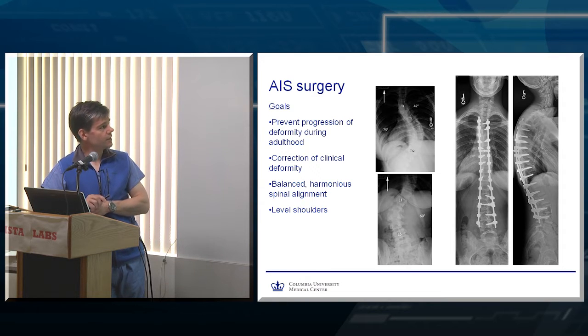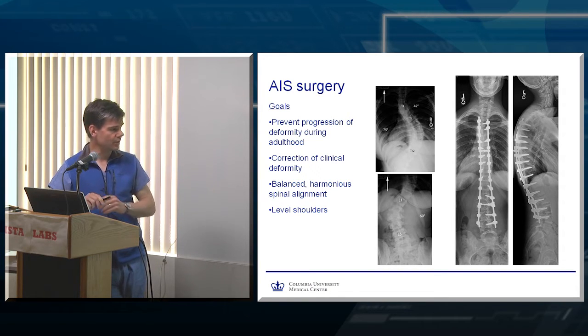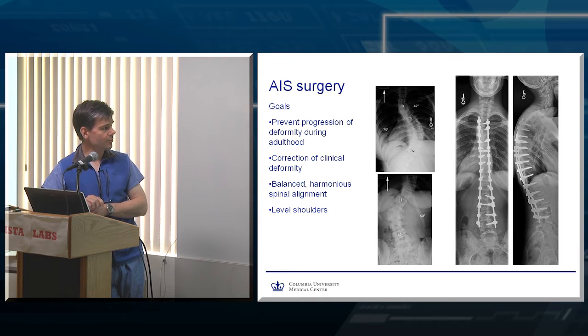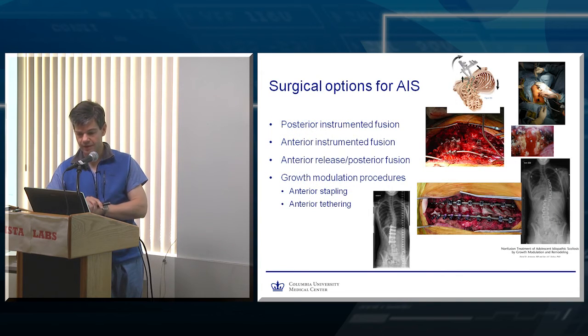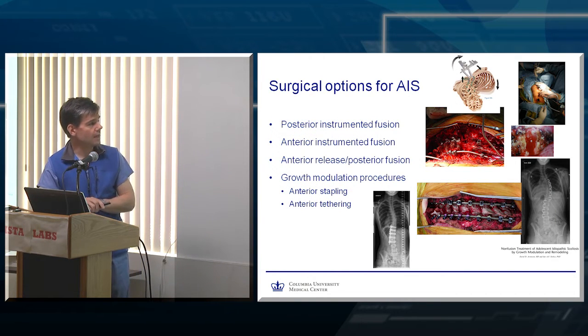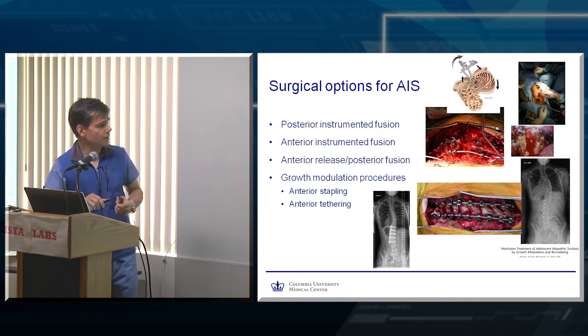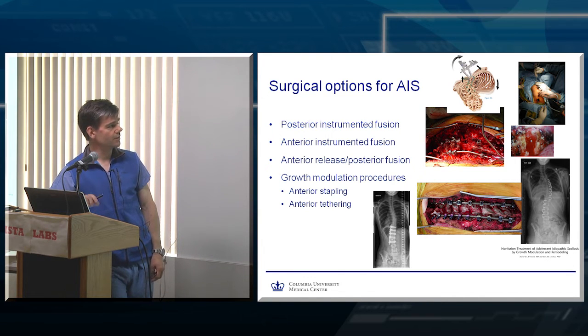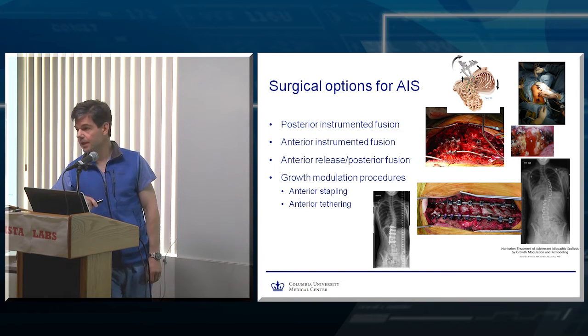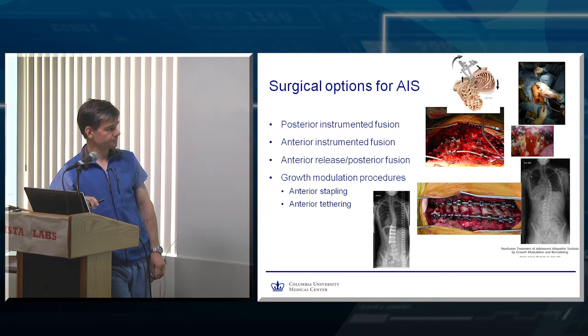So in surgery, the goals of surgery: prevent progression of the deformity during adulthood, correction of the clinical deformity, which bracing does not offer, right? Bracing offers the possibility of arrest of progression, but not correction. Ending up with a balanced, harmonious spine, and part of that, of course, is having level shoulders. So there's several different options, although more and more we're using just a posterior instrumented fusion procedure, doing less and less anterior surgery for AIS as we are for all spinal deformities.